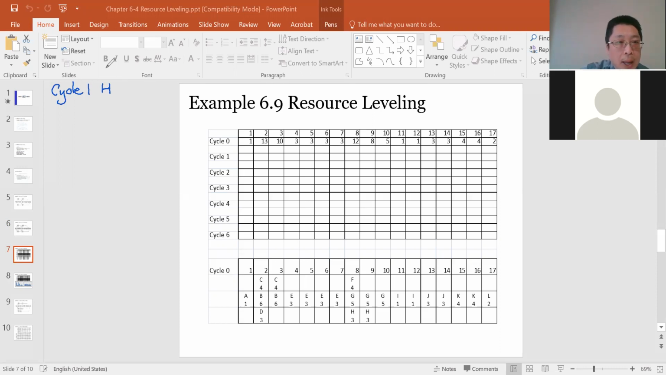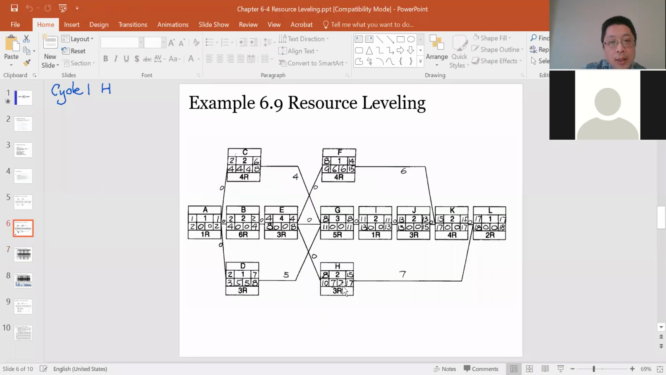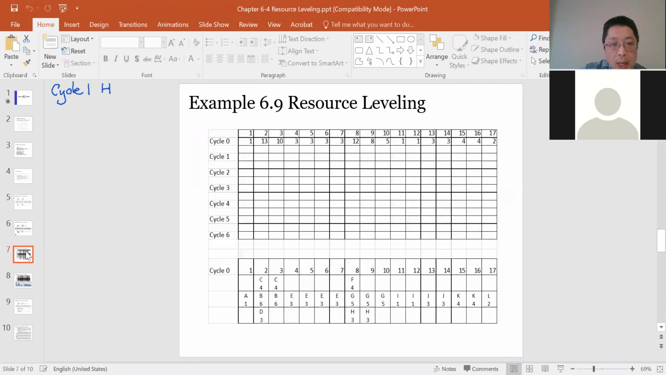So we need to go back to the last page over here. It's based upon the total float and the free float. The free float number over here tells you how many days you can shift. Then we have 7. So H can shift 7 days.